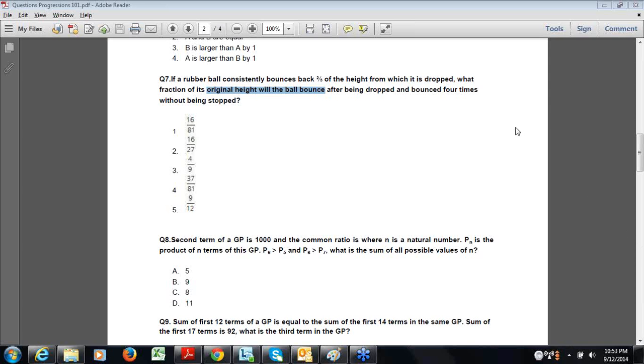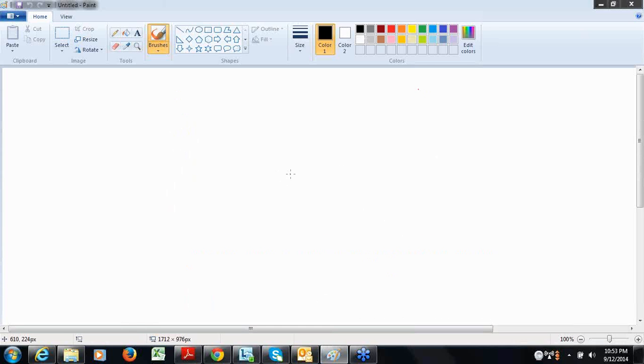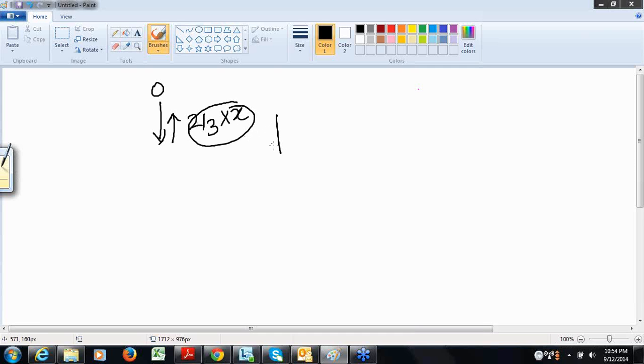Okay, let me explain once again this question. Though it's a very basic question, I think sometimes it creates problems. See, there's a ball that has been dropped once. So it bounced back, it reached 2/3 of the height. Say the height was x. Now it has been again dropped. Now the original height is 2/3 x.